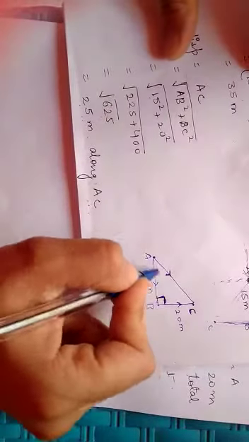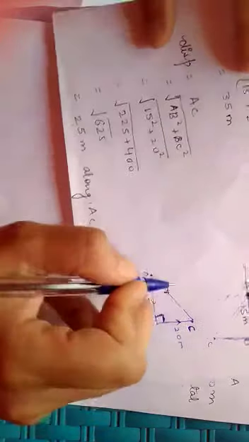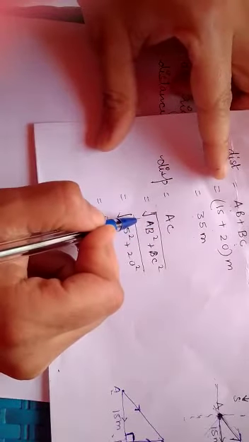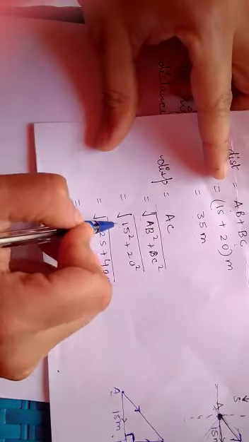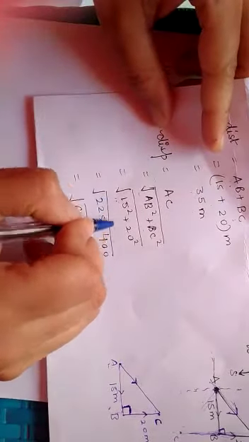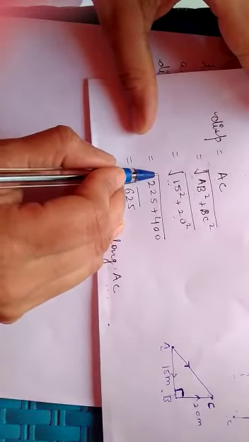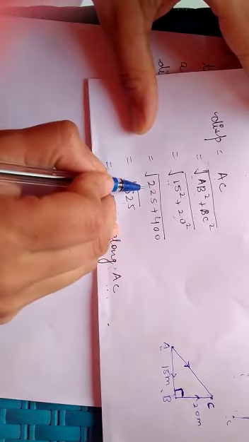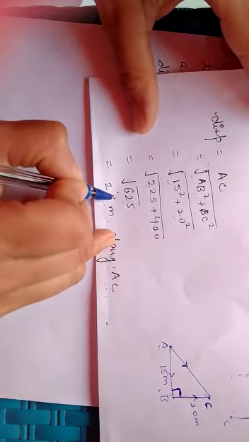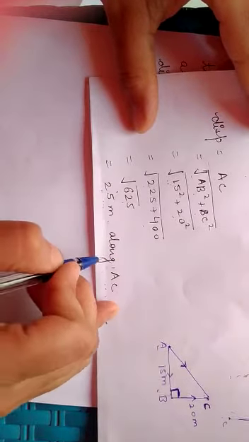Applying Pythagoras, what will be the length of AC? It will be under root AB square plus BC square. So, I have done the same over here. Displacement equal to AC is equal to under root of AB square plus BC square. That is, what is AB? 15. What is BC? 20. 15 square plus 20 square. Solving it, we will get, what is the square of 15? 225. 20 square, 400. So it comes out to be 625. Taking the under root, it comes out to be 25. Okay. So 25 meter along AC.